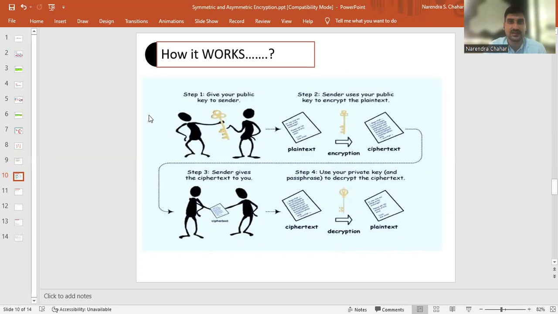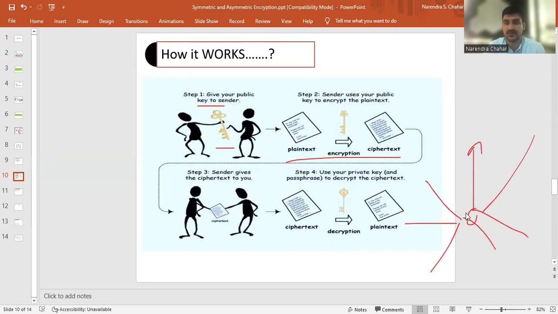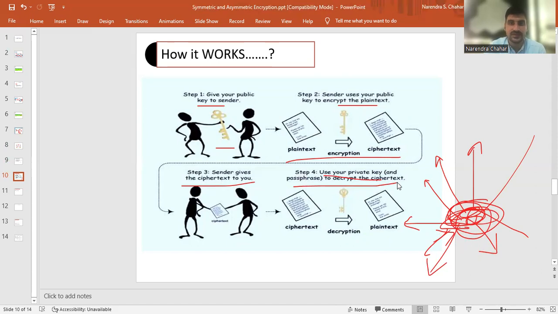How does it work? When a key is given to the sender, the sender uses your public key to encrypt the plain text. It's like I am broadcasting: this is my public key, and if you send something, encrypt it with this key and send it to me. Then the sender gives the ciphertext to you, and you use the private key, the passphrase, to decrypt the ciphertext. When we receive the ciphertext, we need to decrypt it.